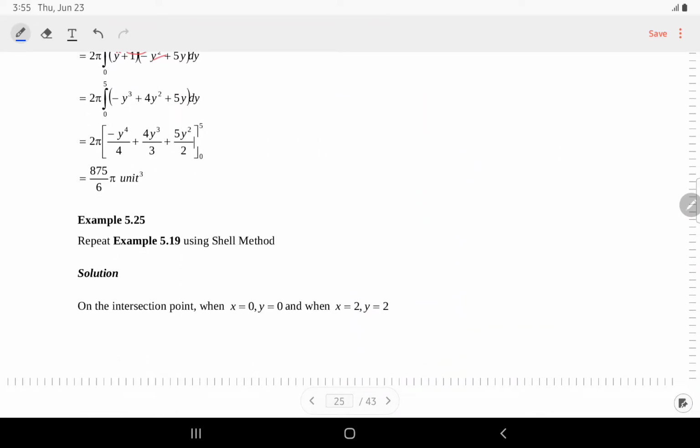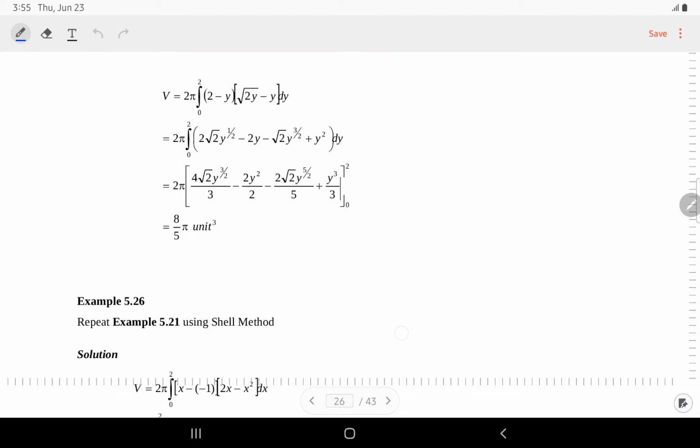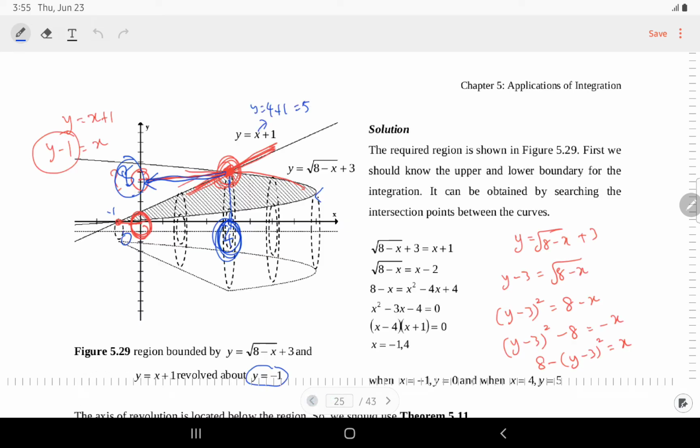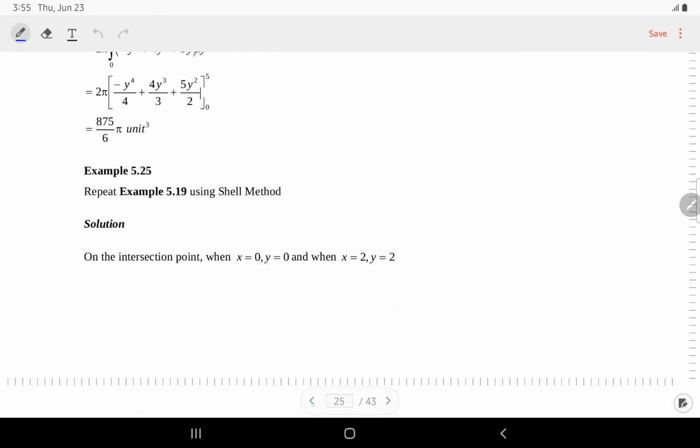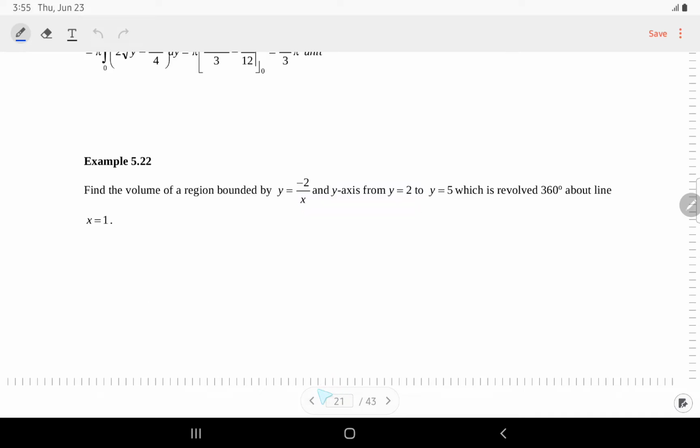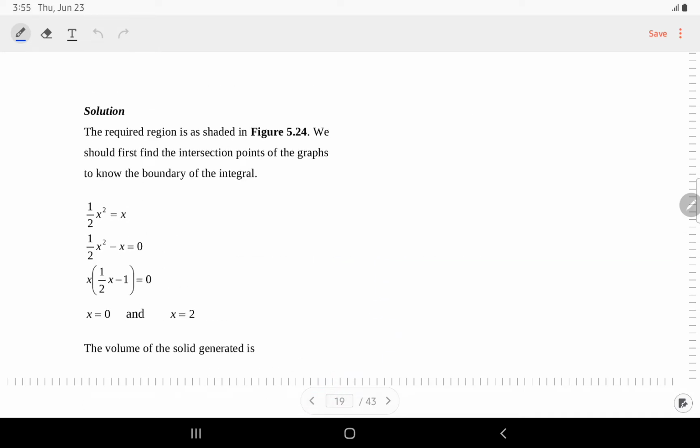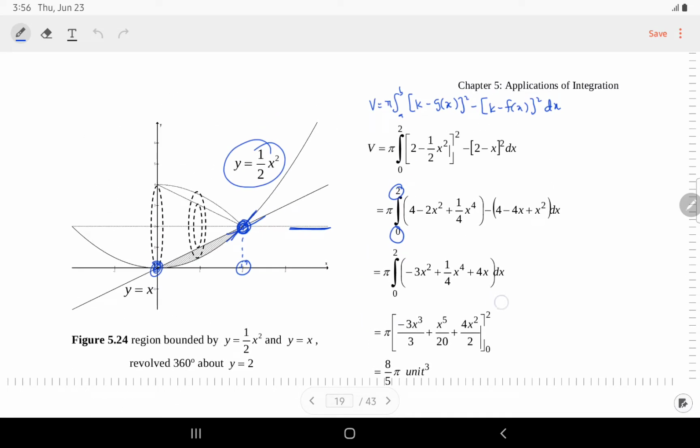Okay, example 5.25. Okay, repeat example 5.19 using shell method. Okay, shell method. Okay, repeat example 5.19. So kita refer 5.19 yang mana? Okay, 5.19 yang ni. Okay, so tengok balik soalan ni. Axis of revolution dia dekat sini. Okay, y equal to. So the axis of revolution is horizontal line. Dan dia punya shaded region belah bawah axis of revolution.